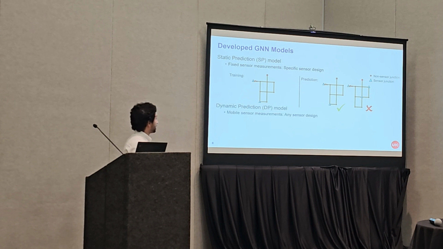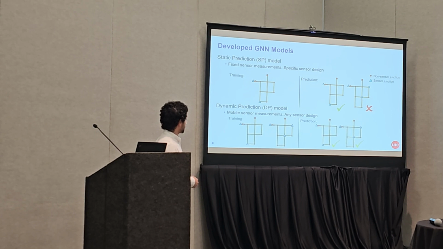On the other hand, the dynamic prediction model simulates the mobile sensor measurements, and it works on any sensor design. So if it was trained on these two sensor designs, it will definitely be able to also predict the green concentration using the same sensor design, but most importantly, it will also work on different sensor designs that it wasn't trained on.